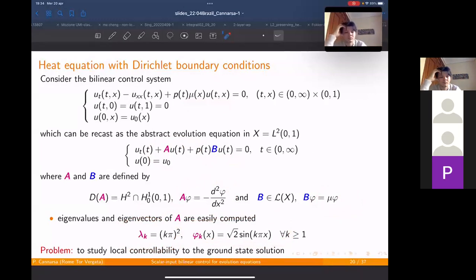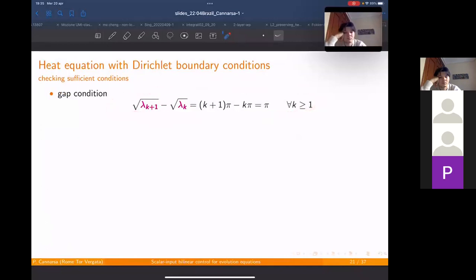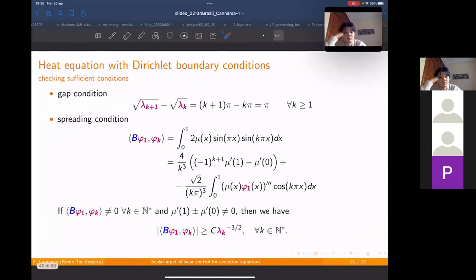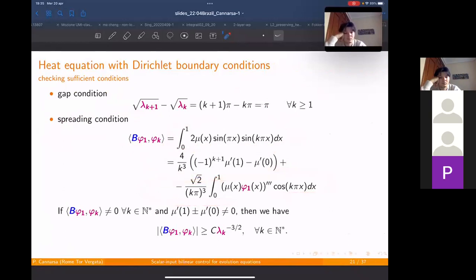And in this case, the assumptions on the eigenvalues, the gap assumption, is guaranteed. We are in dimension 1. The eigenvalues are of this form, and therefore the gap condition comes for free. And for the spreading condition, well, your B operator is the multiplication by mu. So you compute these Fourier coefficients. You compute some integration by parts, and you get to this form, some kind of boundary term plus an integral term, distributed term. And you want these scalar products to be different from 0 and bounded below, in fact, by some rate of polynomial type.